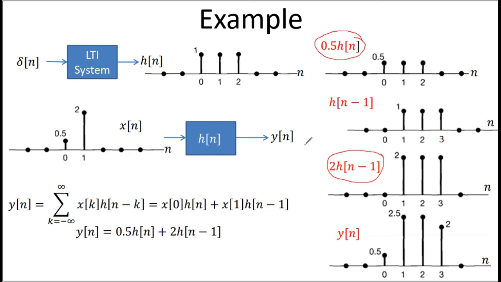This is what we call graphical convolution, because we convolved the signals x of n and h of n by sketching the signals appearing in this convolution sum. Hope you understood about the graphical convolution of signals in the discrete time domain.